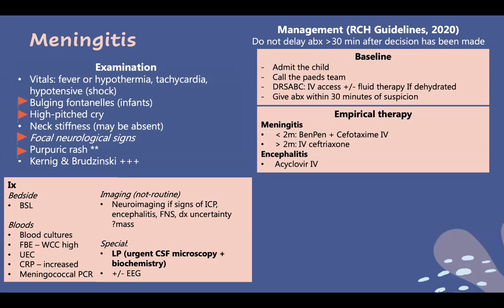Your empirical therapy, if it's meningitis in a child less than 2 months, is to cover your E. coli and Listeria, so you're using benpen and cefotaxime IV. We talked about that before as well, that you can't use ceftriaxone in children less than 2 months. After 2 months, you will just opt for IV ceftriaxone. If you're suspicious of encephalitis or the child is immune compromised, then you also want to add on acyclovir IV as well.